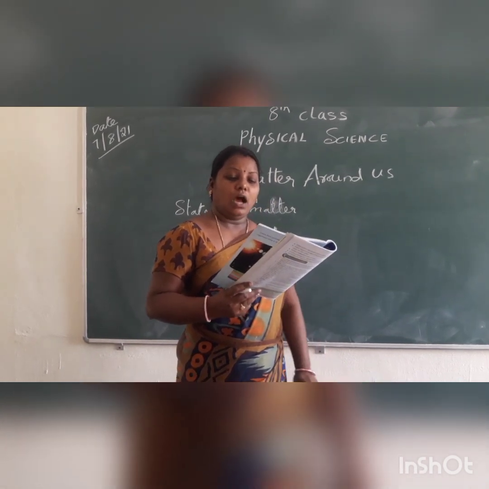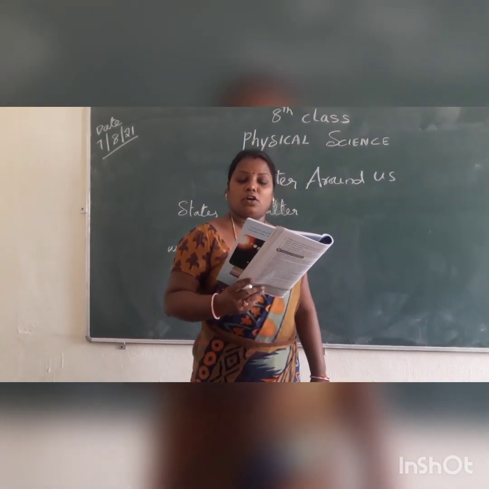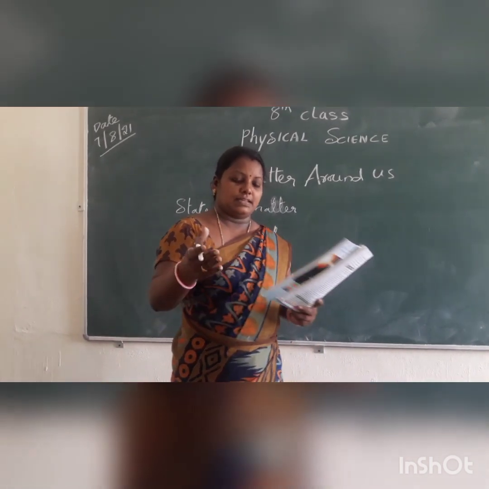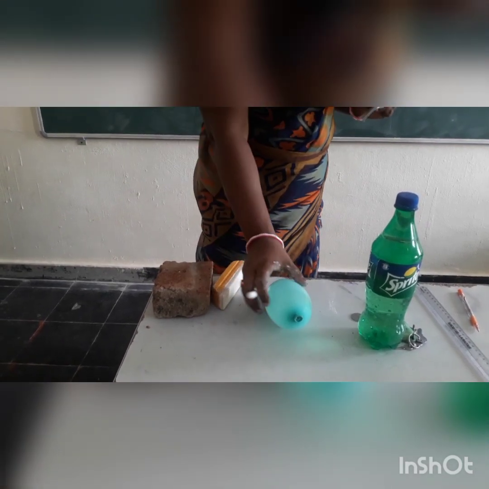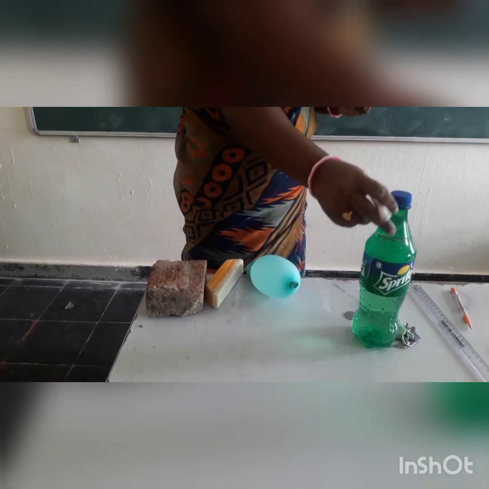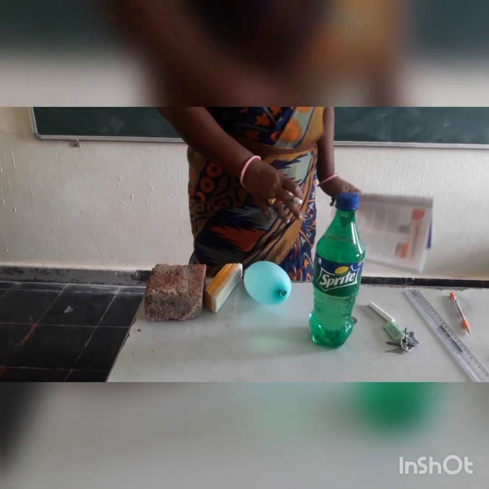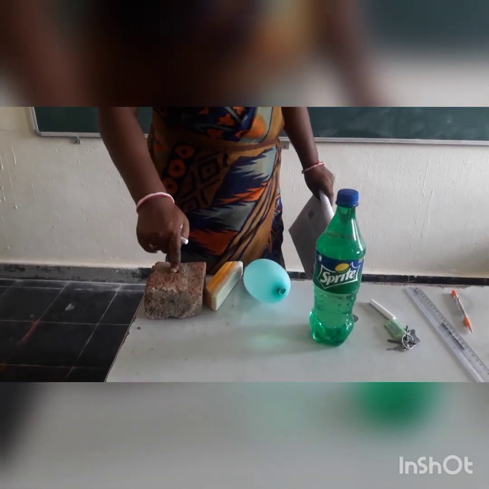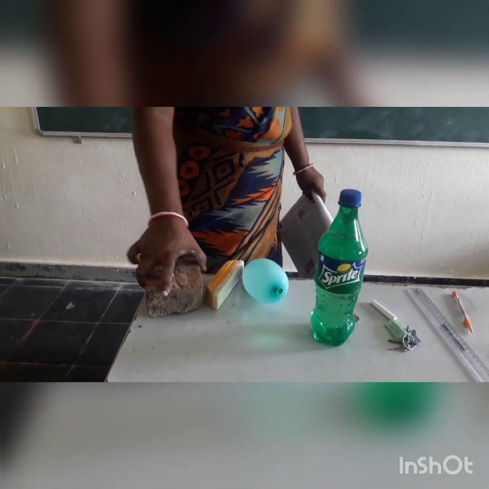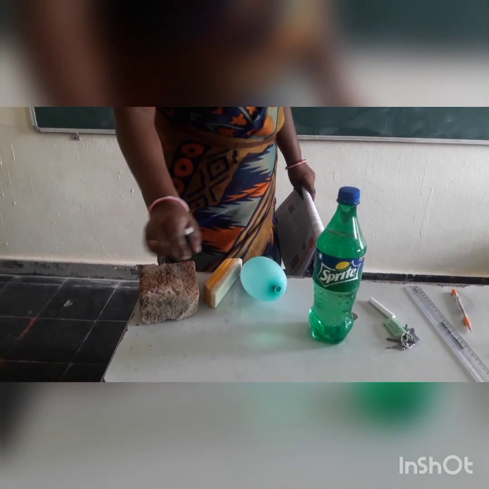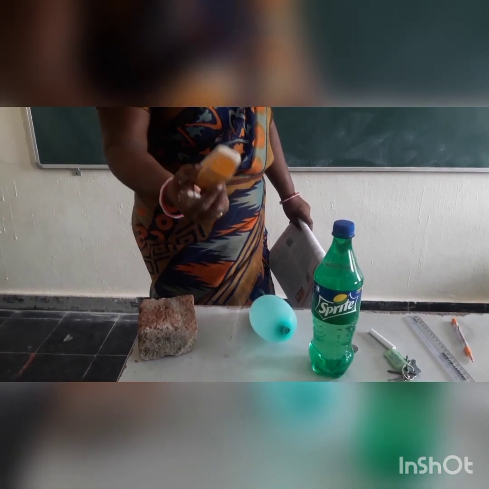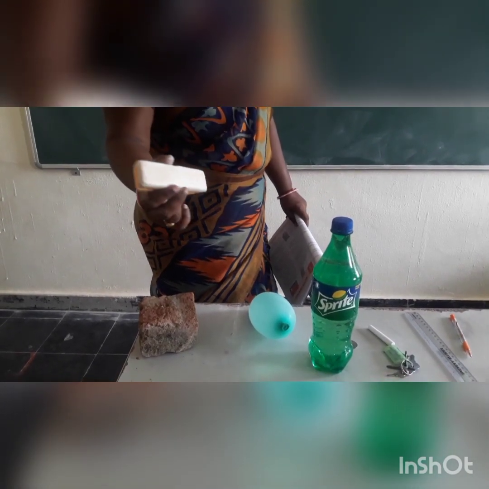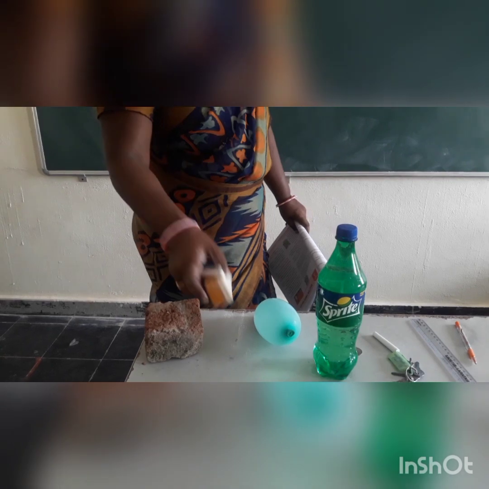Now look carefully at the different objects around you. Look here. It is a brick. It is a duster. It is a balloon. It is a water bottle. Can you classify them into one of the three states of matter? Brick: when we touch the brick, it is very hard. When we touch the duster, it is also a hard substance. It is made up of wood and sponge also. It is smooth, but it is in solid state.